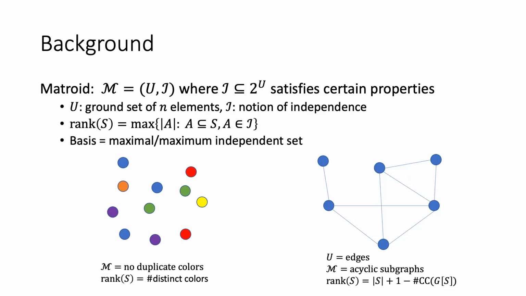Another example is the graphic matroid. Given an undirected graph, we can define the graphic matroid over the edges of this graph. Now we say that an edge set is independent if it does not contain a cycle. The rank of the edge set would correspond to the number of vertices minus the number of connected components that this edge set induces.